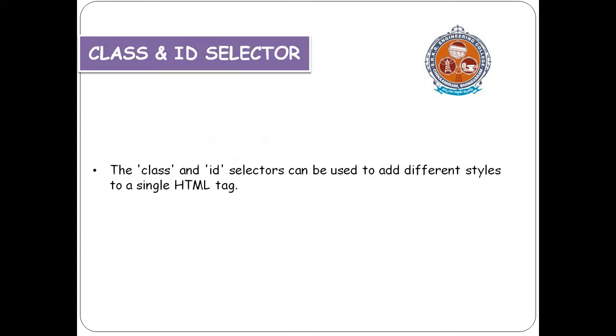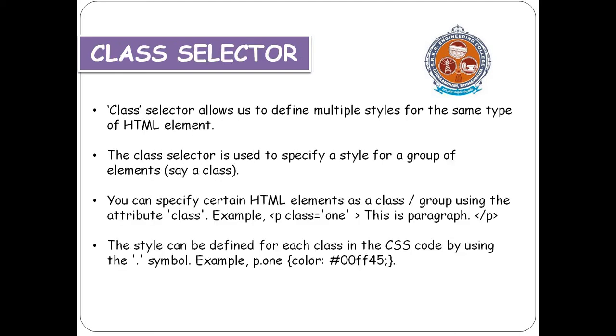So what is class and what is ID? The class and ID selectors can be used to add different styles to a single HTML tag. That means with the help of class and ID, you can add different types of styles to a single HTML tag. With these two selectors, we can define more properties, and with the properties, we can add different styles to a single HTML tag.